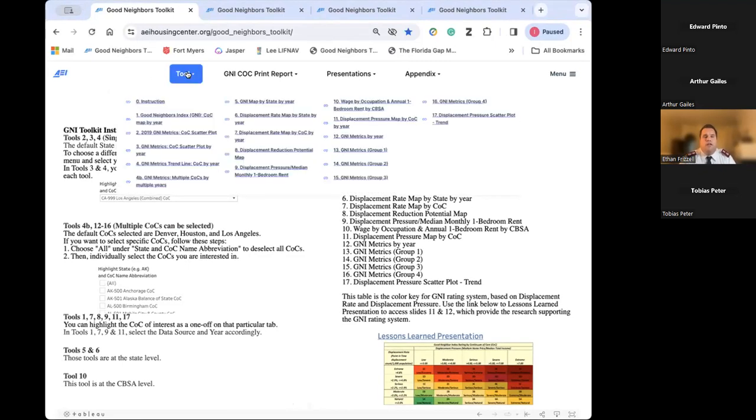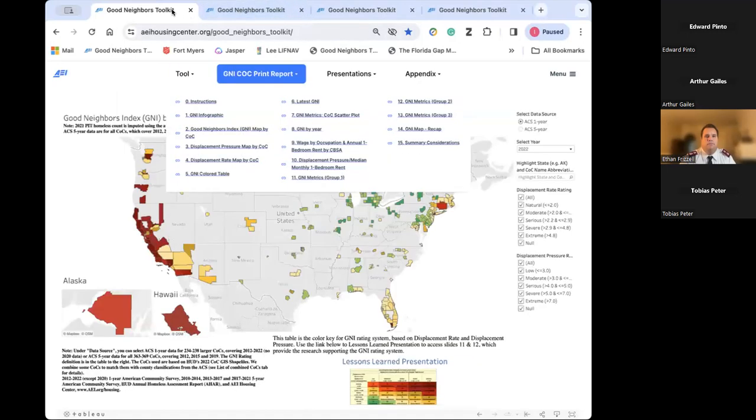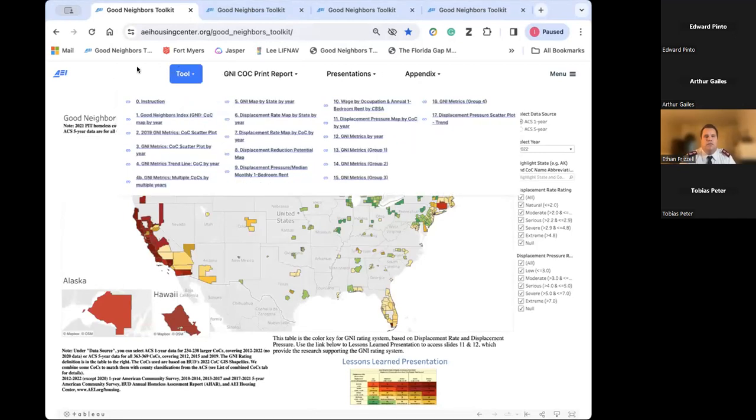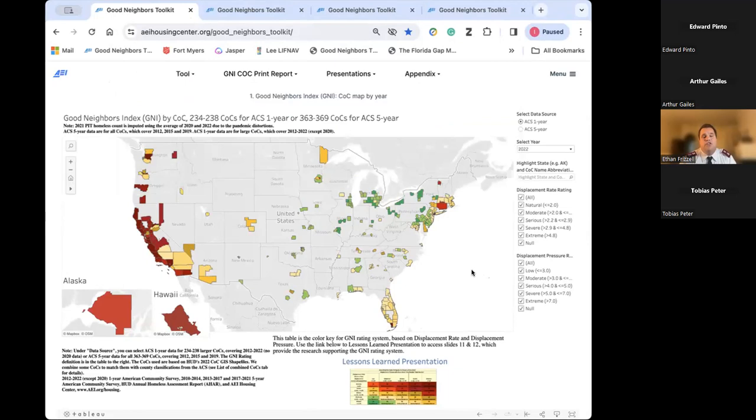After the instruction page, the first tool is the Good Neighbors Index COC map by year, which pulls up a map of the COCs, as Edward mentioned previously. I'm sorry about that. As you look around the country, there are 238 COCs that provide 1-year data, and then there's a total of 363 COCs that provide 5 years of data.